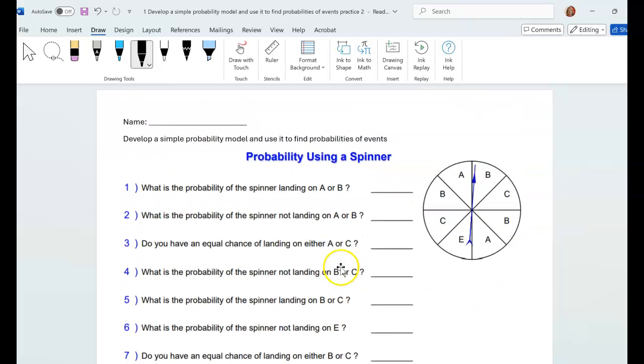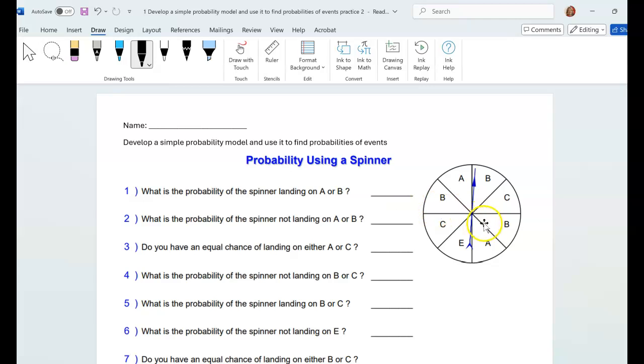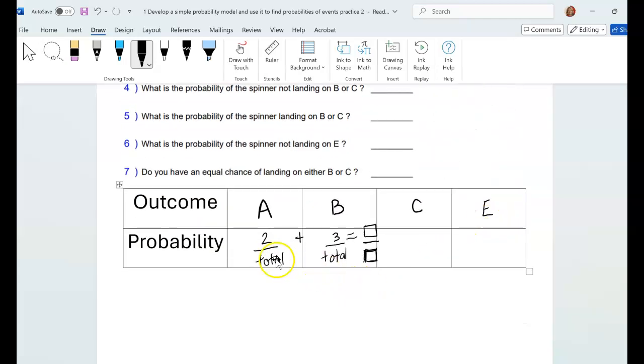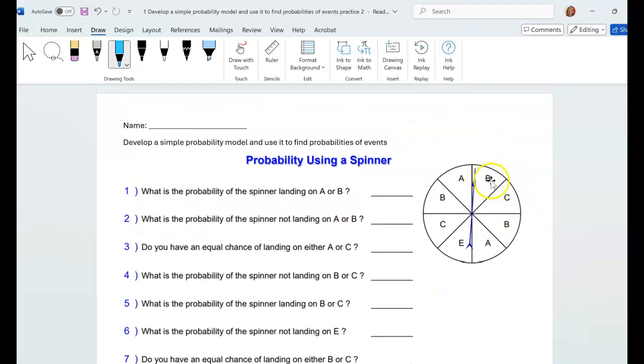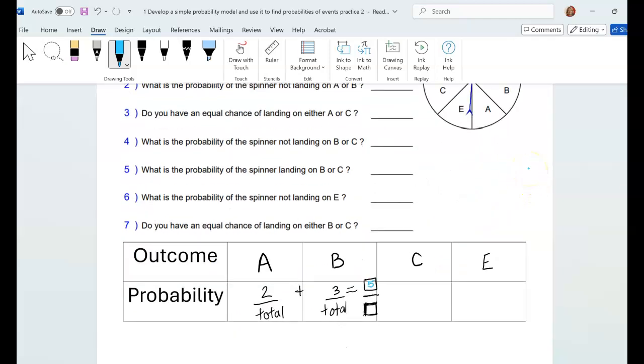And Mrs. Niebuhr might as well give you the answer to number 1. I've taken you this far, right? Hey, what's 2 plus 3? Nice job not needing to use the calculator. Nice job. It's 5. And what did we say the total was? That's not going to change here. The total spaces on the spinner. Good. 8.